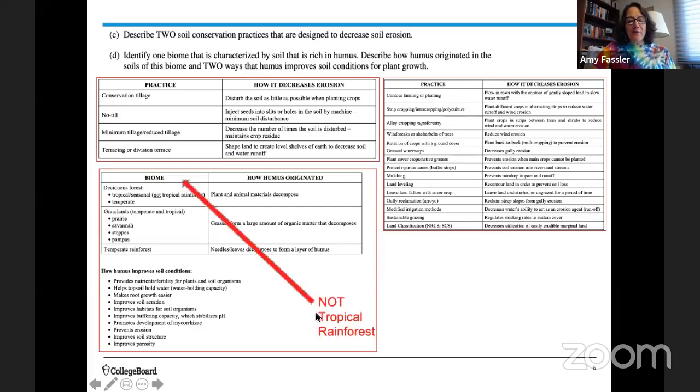The other thing I wanted to point out here was that tropical rainforest is not an acceptable biome. We're going to explain that in a little bit when we look at slash and burn agriculture and tropical rainforest. So if you're questioning why not a tropical rainforest, just hold on to that thought.